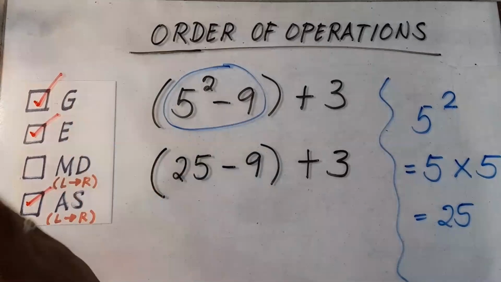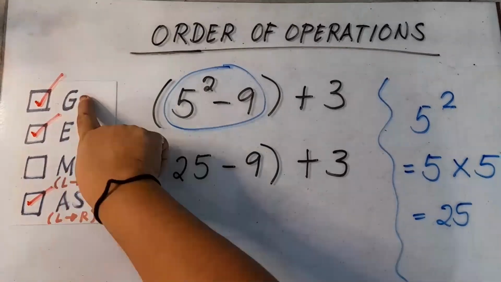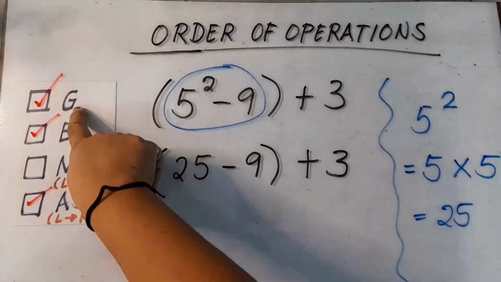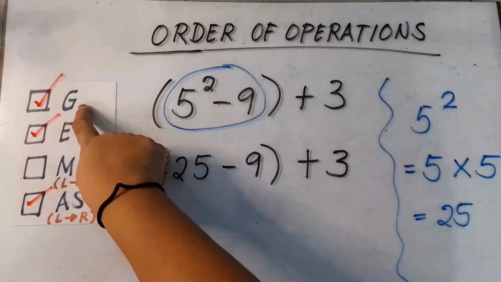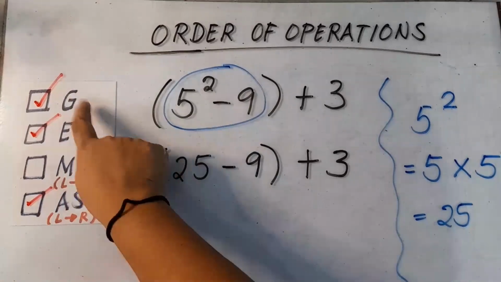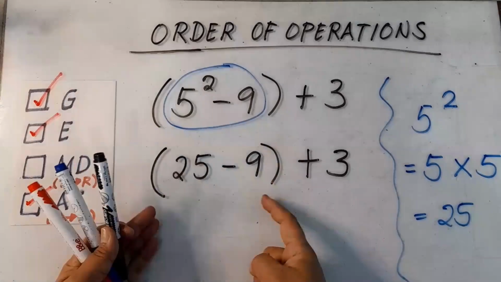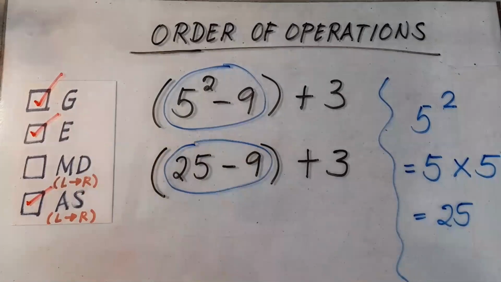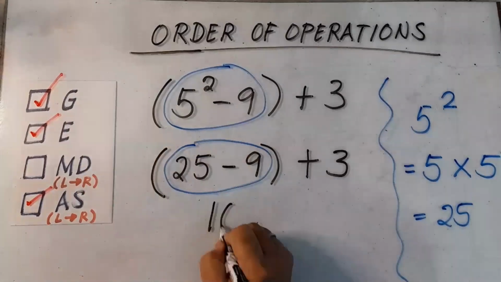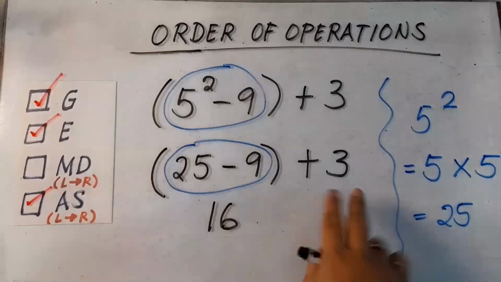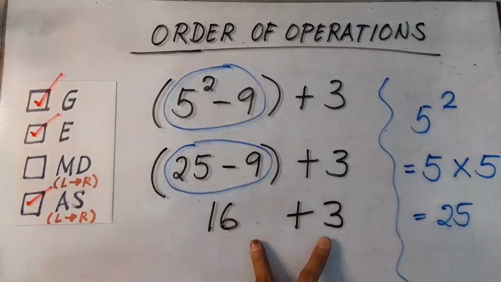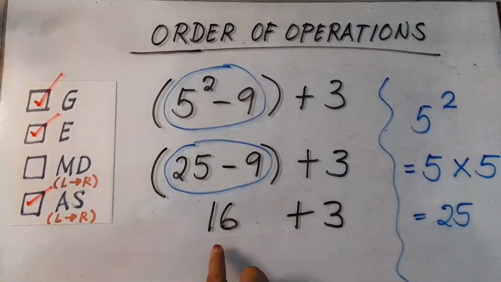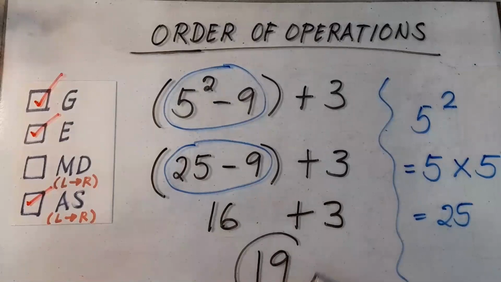Doon sa checklist natin na yan, uunahin natin yung G. Okay, yung G, grouping symbol. Yung 25 minus 9. So, in this case, we need to subtract 9 from 25. And that will be 16. Kopyahin natin yung plus 3. Leaving us with addition only. And 16 plus 3 will be 19. Yun yung ating final answer.